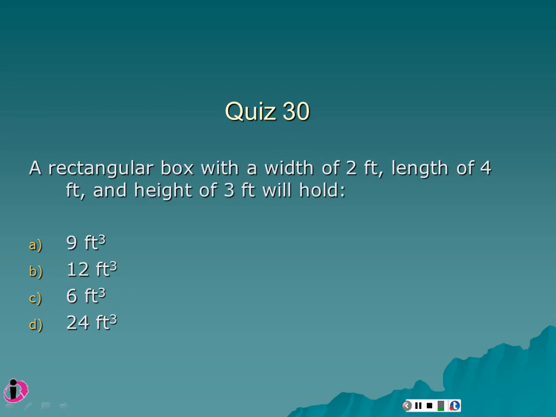A rectangular box, right, with a width of 2 feet, length of 4 feet, and a height of 3 feet. So 3 dimensions are given. All you need is to multiply all the dimensions in the same unit. So you have feet for all the numbers, so you just multiply them. 2 times 4 times 3. It should be 24 feet cubed, right? When you multiply 2 times 4 times 3, the right answer should be D.